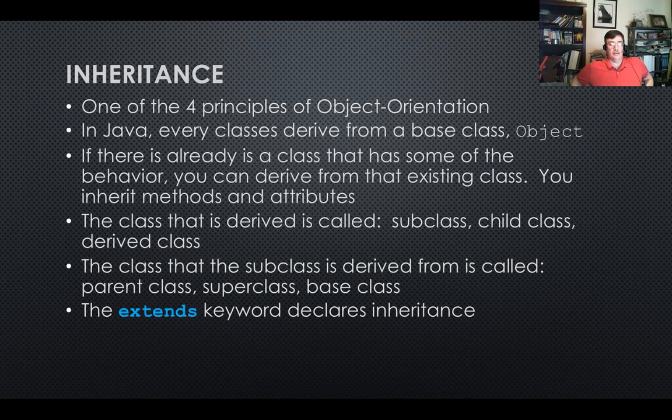So there's a little bit of naming confusion with inheritance. The class that is derived sometimes is called a subclass, sometimes it's called a child class, sometimes it's called a derived class. It's all the same thing. The thing that you derive from is sometimes called a parent class, sometimes it's called a superclass, and sometimes it's called a base class. And I am guilty of mixing up those terms myself, but they all mean the same thing. So a subclass, child class, derived class all mean the same thing. A parent class, superclass, or base class all mean the same thing.